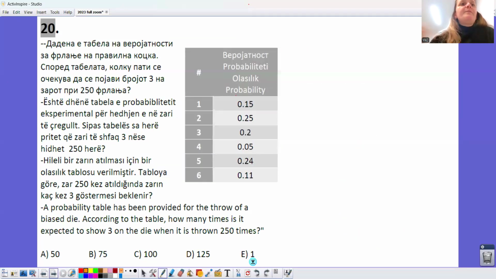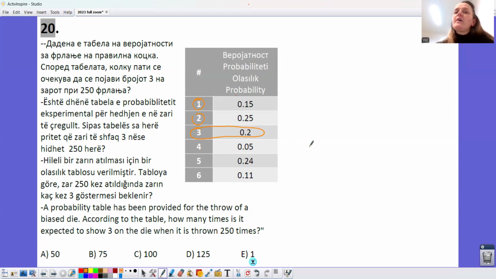Now the 20th one, let's see what is given to us. A probability table has been provided for the throw of a die. So this is the probability when you are throwing a die. What will be the probability of getting 1? What will be the probability of getting 2? These are the given probabilities. According to the table, how many times is it expected to show 3 on the die when it is thrown 250 times? So the probability of 3 is 0.2.